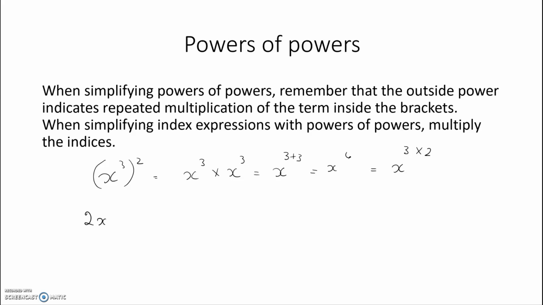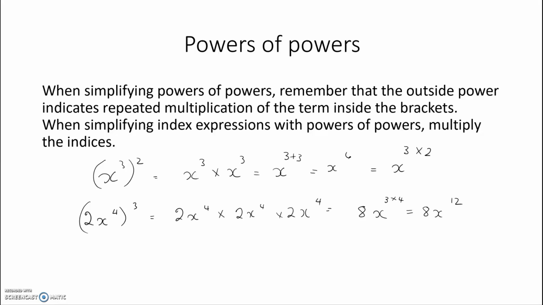Have a look at another example, 2x to the 4 cubed. So if we write it out in full, you're not going to make a mistake. So it's going to be 2x to the 4 times 2x to the 4 times 2x to the 4. Collect up all your 2's, that would make 8. Then we've got 1, 2, 3 lots of 4. So it would be 8x to the power of 12.